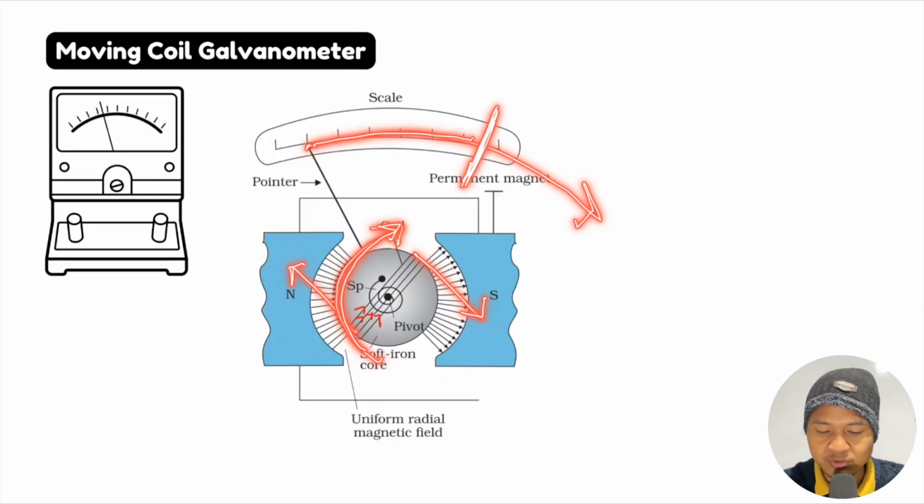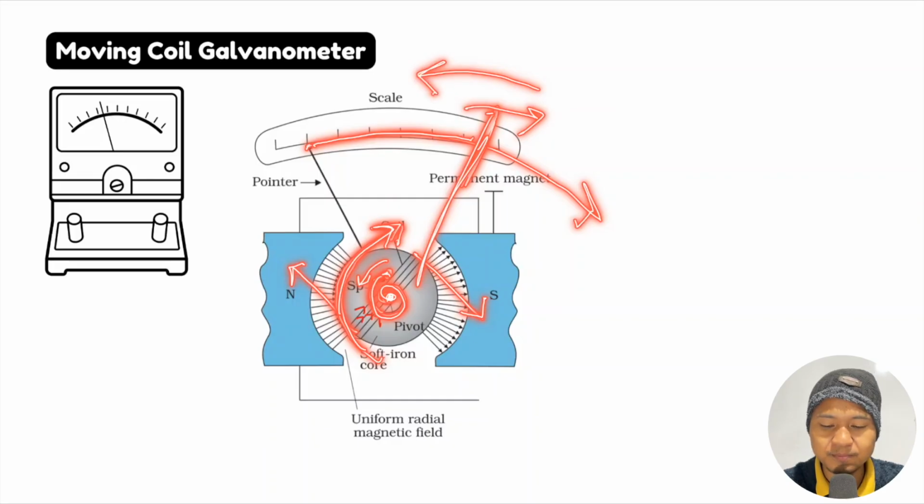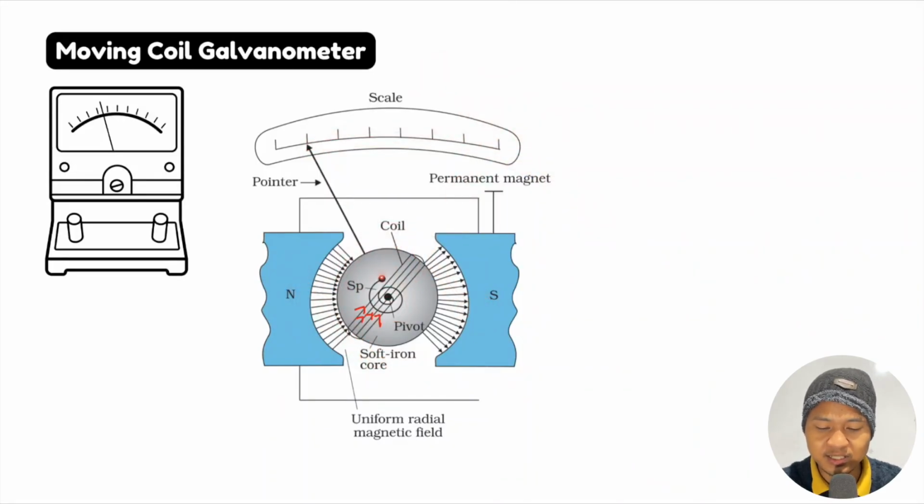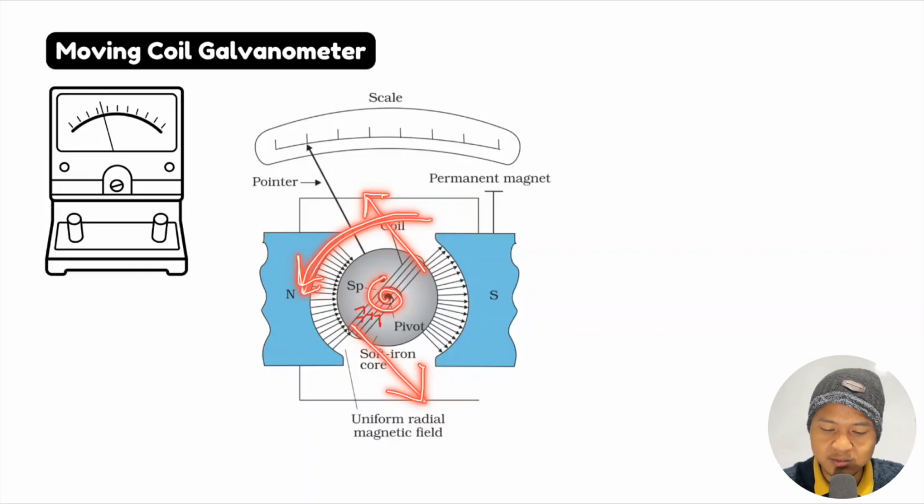For that we attach a spring. When the coil rotates, the spring gets twisted. So now if you release it, the spring pulls the pointer back. The spring is spiral in shape. Suppose now force acts like this, then the torque will try to rotate it anti-clockwise, and the spring will again resist this.